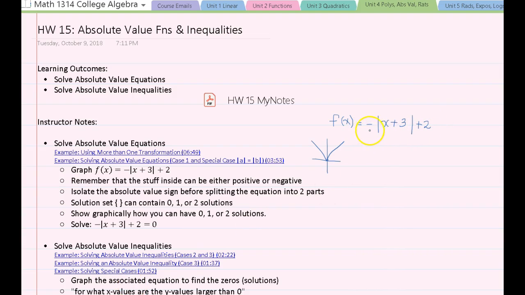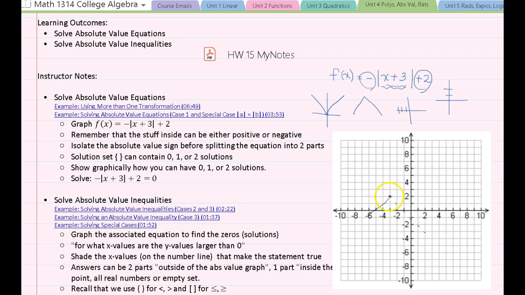The negative is a vertical reflection, so we know that our graph will open downward. The plus 2 on the outside of the absolute value symbol will cause the vertex of the graph to be translated 2 units upward. The plus 3 inside the absolute value symbol is a horizontal shift 3 units to the left. Remember, we set the inside, the x plus 3, equal to 0 and solve for x. When we do this, we see that x is equal to negative 3, and negative 3 is located to the left of the y-axis.